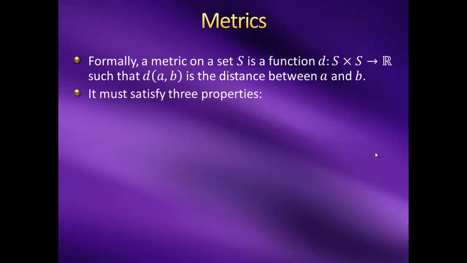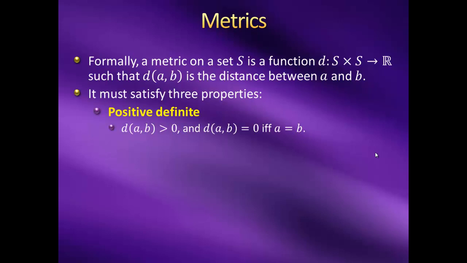In addition, to qualify as a metric, our function must have three properties. First of all, it must be what's called positive definite. What this means is that a distance must be greater than or equal to 0. It wouldn't make any sense if a distance could be negative, would it? And also, the only way for the distance between the two points to be 0 is if the two points are actually the same point after all.